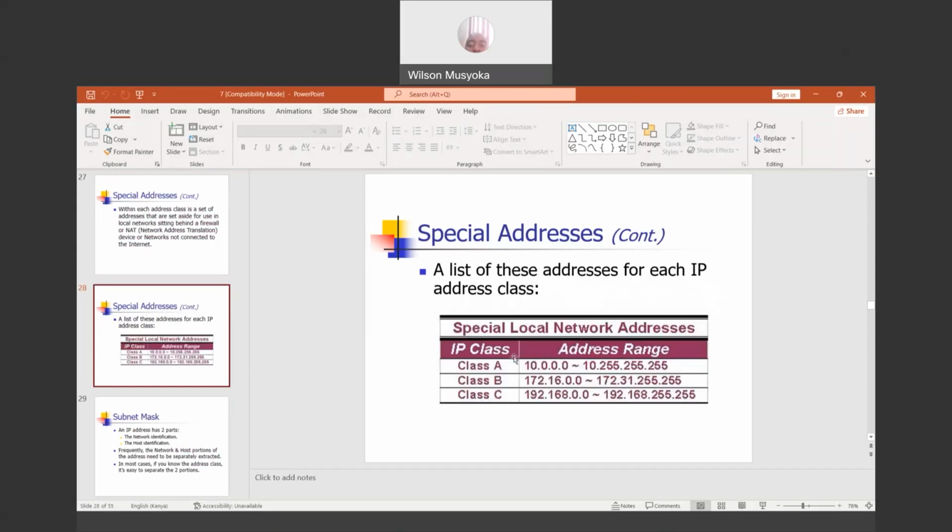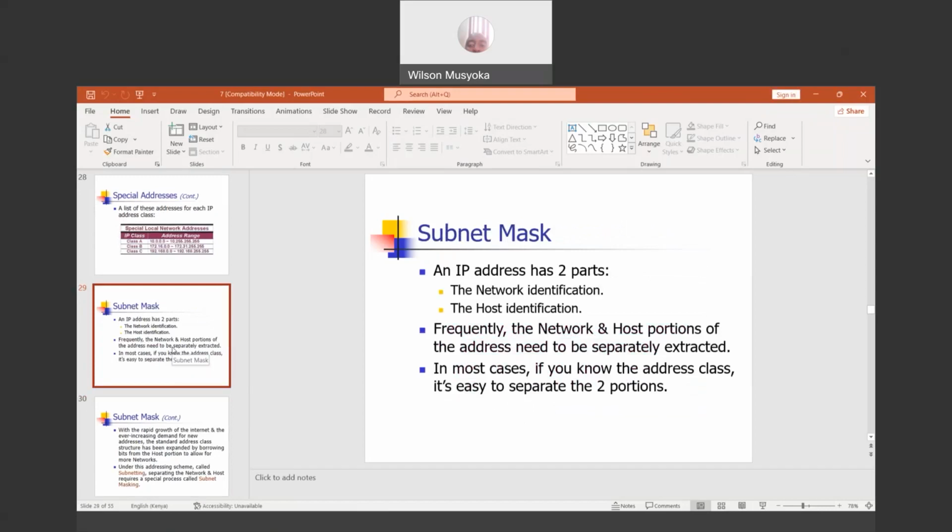So in class A, we have 10.0.0.0 up to 10.255.255.255. In class B, we have 172.16 up to 172.31.255.255. Then class C, it is 192.168.0.0 up to 192.168.255.255.